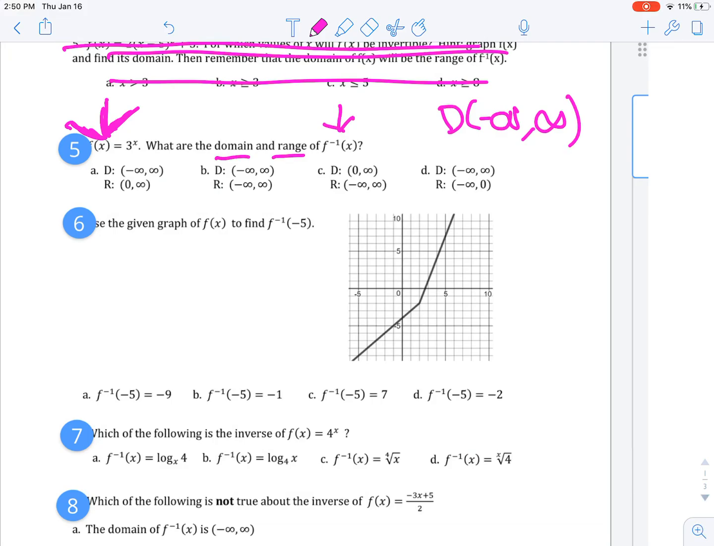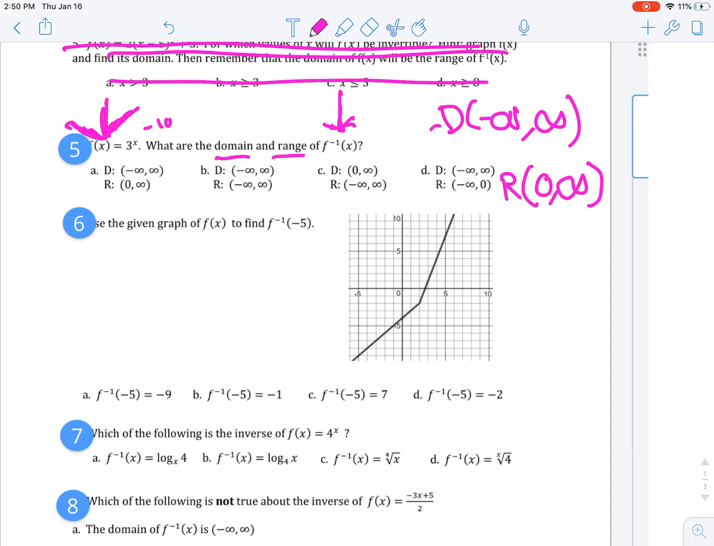Because I can plug in negative numbers too, but when I do that, they don't give me negative numbers. When I plug in the range, the smallest thing I could get, if I plugged in like negative 10 or negative 1,000, it just gives me 1 over 3 to the 10th, or a really small number that approaches 0, but it never gets to 0. And if we plug in huge numbers, we get huge numbers. So that's the domain and range of the original.